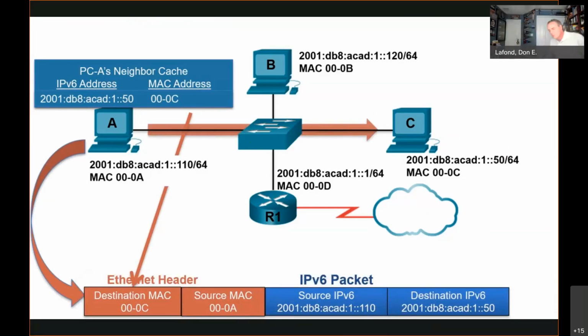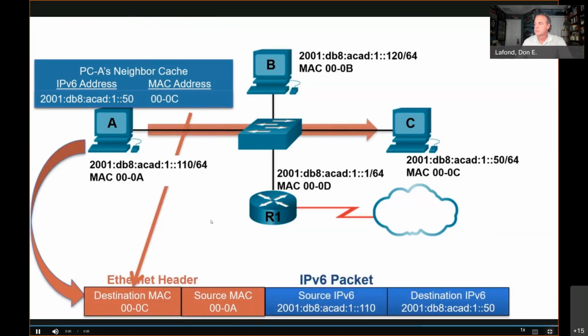Note that if the destination IPv6 address was on a different network, this same process would occur to discover the MAC address of the default gateway, which would map to R1's IPv6 link local address on this LAN.